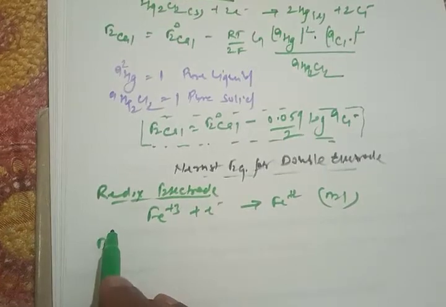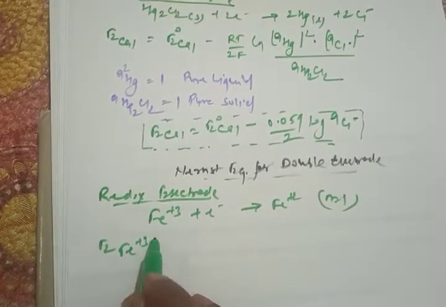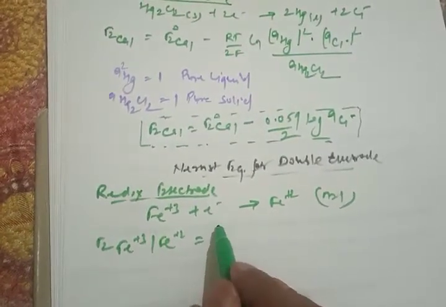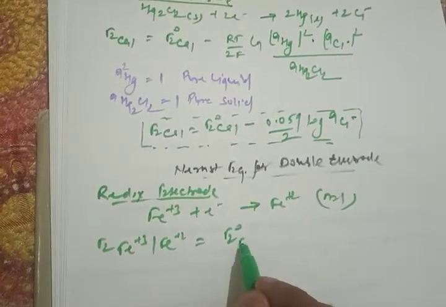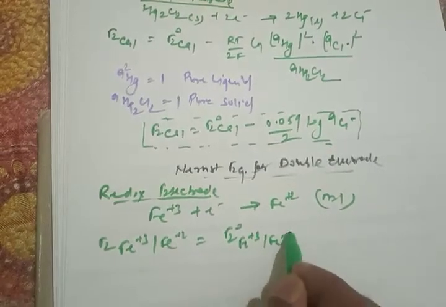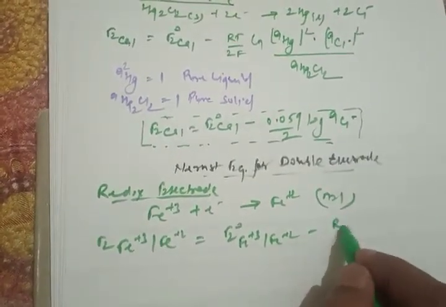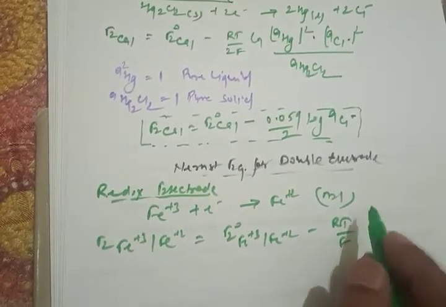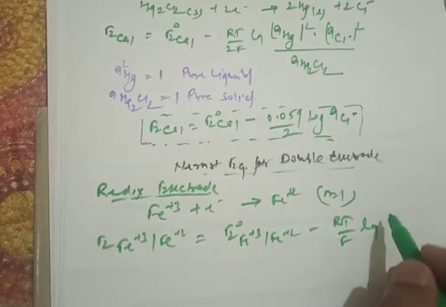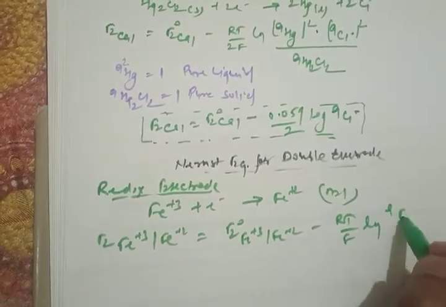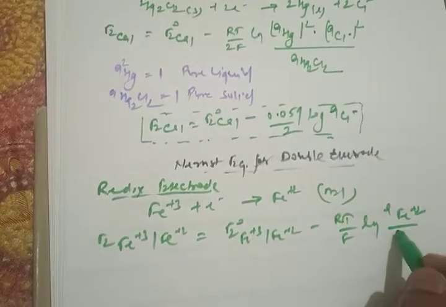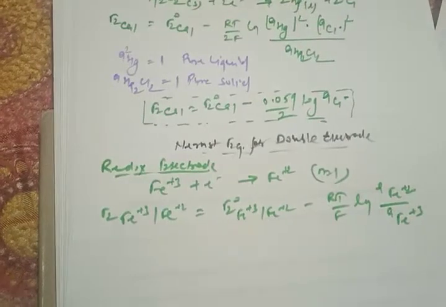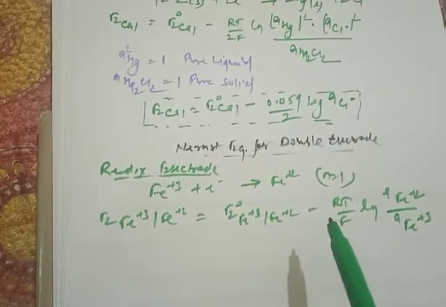E Fe+3, Fe+2 equals E naught Fe+3 to Fe+2, again RT upon the value of n is 1, so RT upon F only, and ln, this is the activity of Fe+2 and the activity of Fe+3. Okay, here both are in ionic form, so you cannot take unity for anyone.